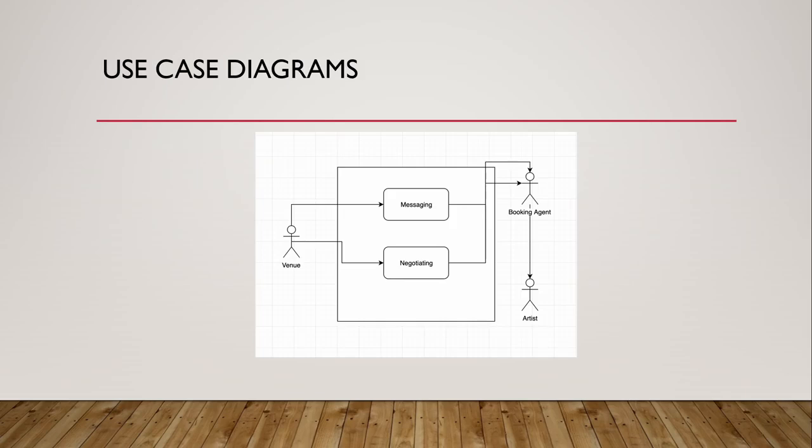So this is just one of the simple use case diagrams that was created for it. This was the messaging, and it really encapsulated how the whole process would work. A venue would contact a booking agent through messages, negotiating, and then the booking agent would contact the artist and finalize contracts and different things, and stuff will be done like that.